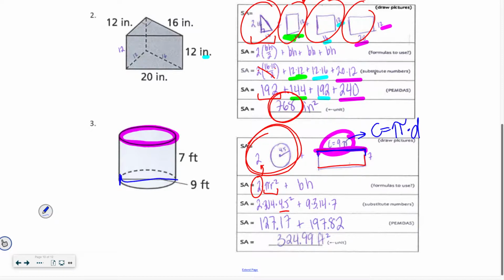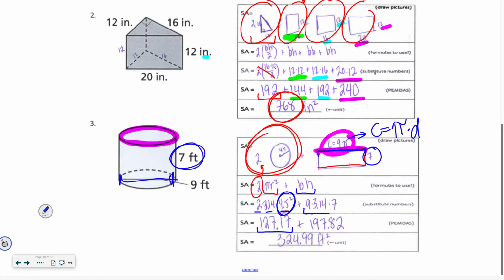Diameter, they tell us here, is 9. And then the height is 7. So the other dimension of my rectangle is 7. So this piece here represents the rectangle. There's only one rectangle, so there's not a 2 or anything in front. Just one rectangle. All right, 2 times pi times 4.5 squared should give you 127.17. But remember, you have to do the exponent first. So make sure you do the 4.5 squared first, then the multiplication.